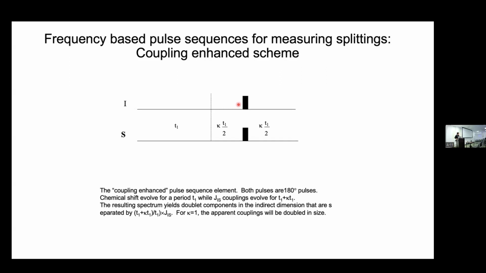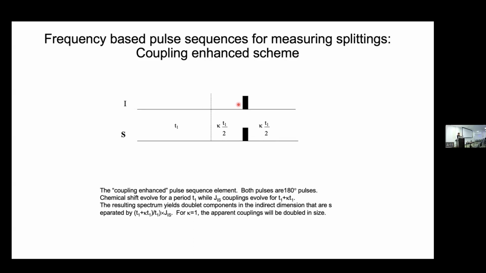So I magically created 2. By how much? Because remember, it's usually cosine pi J T, cosine pi J T1 versus cosine pi J T1. So what has happened to my J artificially? It's double.